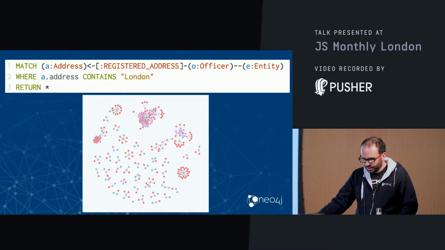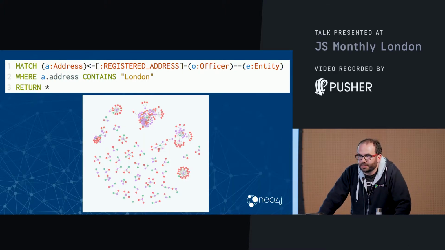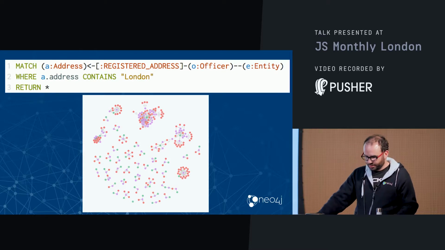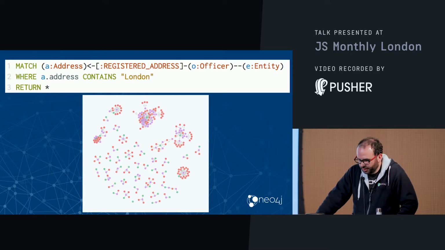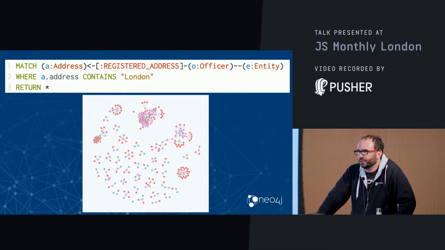And if we run this in Neo4j Browser, we get this graph visualization. Okay, so these are all of the people with addresses in London that have connections to offshore legal entities from the Paradise Papers.